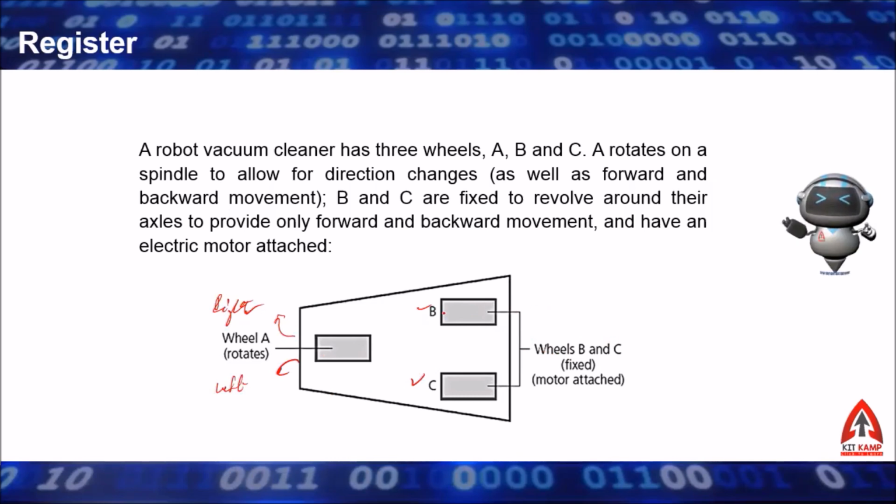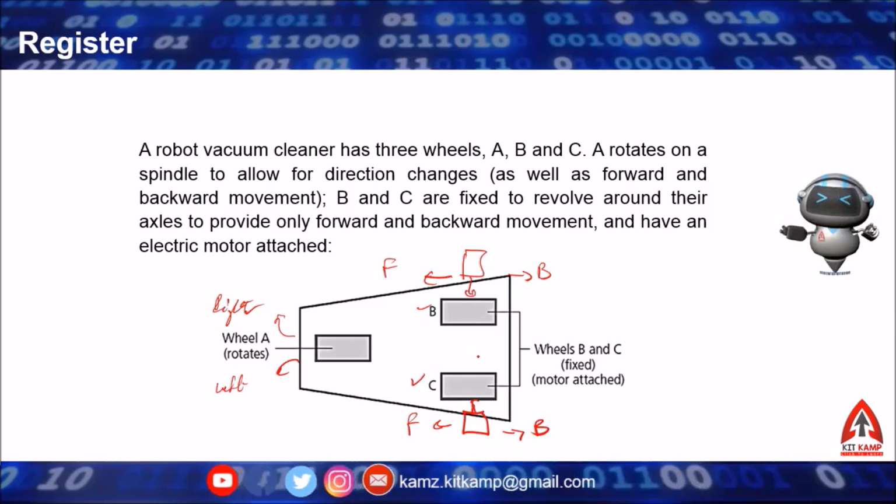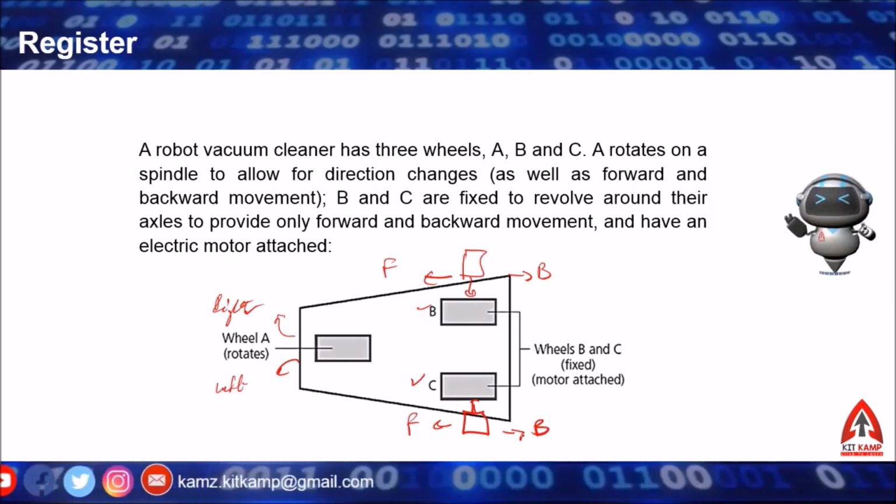And your B and C are fixed, revolving around the axis to provide only forward and backward movement, and have an electric motor attached to them. So this is attached to an electric motor and this is also attached to an electric motor. It can go forward or it can go backward. So actually your motors are moving clockwise or anti-clockwise.